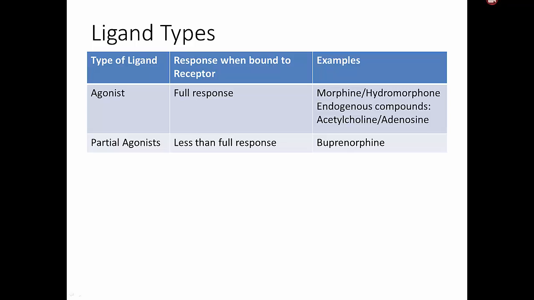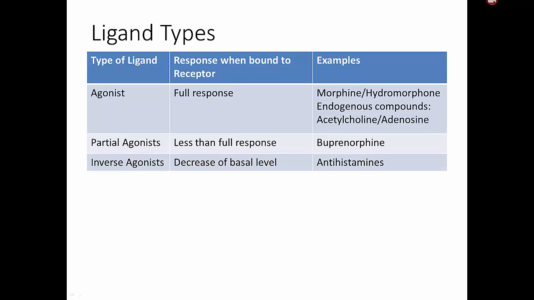An example would be buprenorphine, which even at high concentrations will never trigger a full response at the mu-opioid receptor like morphine will. Inverse agonists are ligands that when bound decrease a response below the basal level of activity of a receptor. An inverse agonist has all the properties of a full agonist except that it elicits the opposite response of a normal agonist, or in other words, it demonstrates negative efficacy.